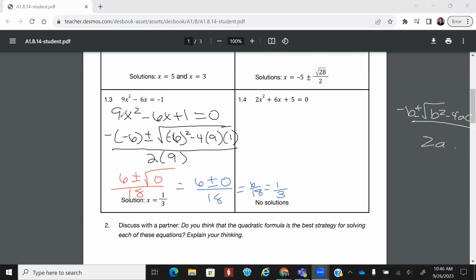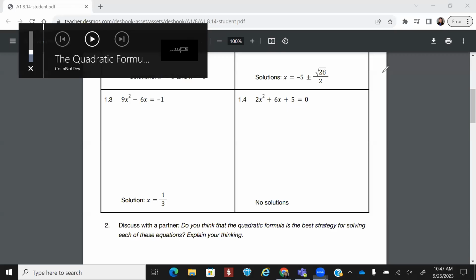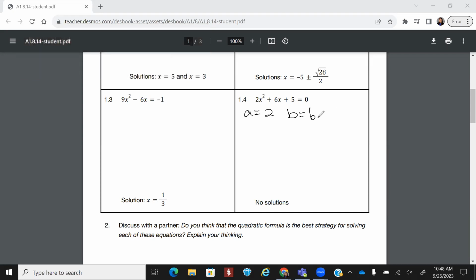All right, so checking your work and then going ahead and starting on number 4. Let's talk through it. Is it in standard form? Yes. Okay, so what's my a value? 2. How do we know that? Because it's connected to that x squared, right? Okay, I'm sorry. What's b? 6, because why? It's connected to the x term. Okay, what about c? What's that?